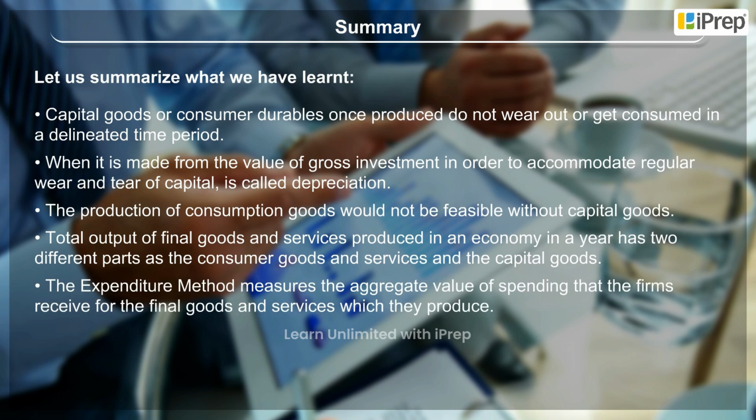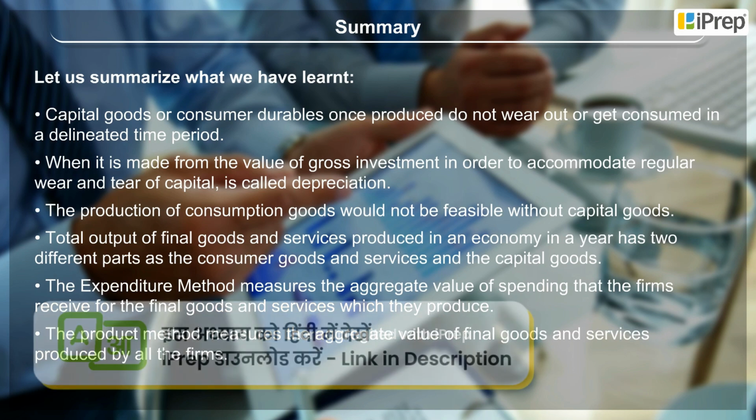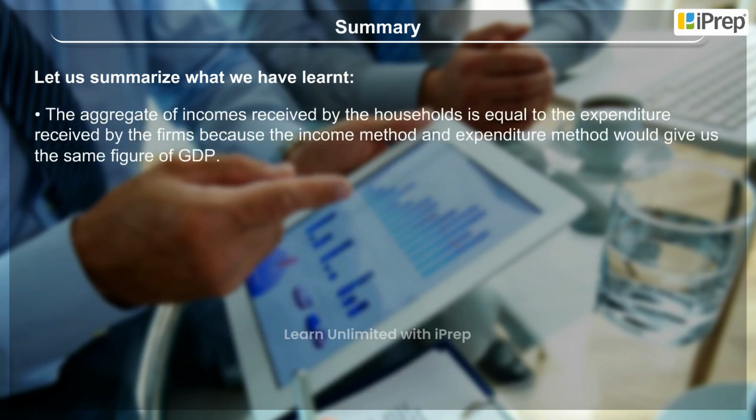The expenditure method measures the aggregate value of spending that the firms receive for the final goods and services which they produce. The product method measures the aggregate value of final goods and services produced by all the firms. The aggregate of incomes received by the households is equal to the expenditure received by the firms, because the income method and expenditure method would give us the same figure of GDP.